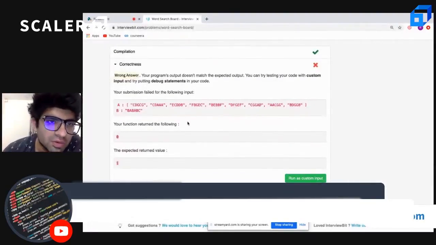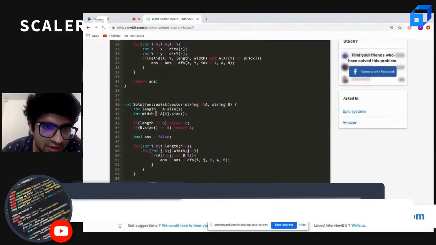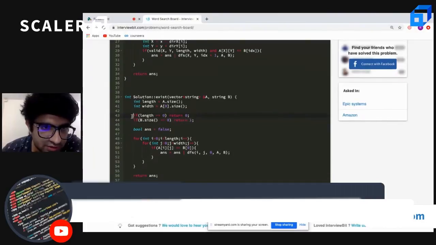Let's check now what is wrong. We have been given BA, BAC, and this is the matrix that is being given to us. And now, am I missing anything? I have been given length as well as width. I am checking if my length is 0, then I need to return 0. If the size is 0, then I need to return 1 for sure. There is nothing wrong in this thing.